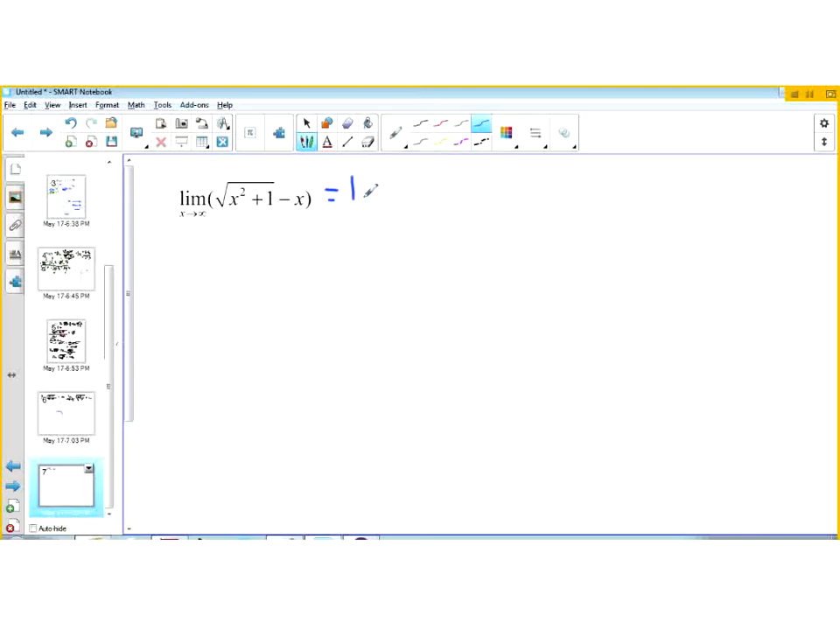So I'm going to make an adjustment here. I'm going to convert this function to a rational function by multiplying the function by its conjugate and dividing by its conjugate. So here's the function. Now I'm going to multiply by its conjugate, which would be this. All we do is flip the sign. And of course divide by its conjugate, so we don't alter the function.